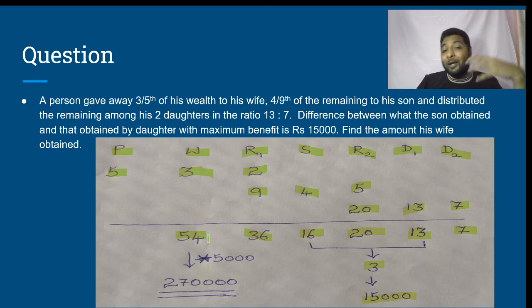54 wallets. How much money did his wife get? 54 wallets, each wallet 5,000 rupees, 54 into 5,000, which is nothing but 2,70,000 rupees. Here, the amount of time that I spent was only to explain and make you understand the concept.